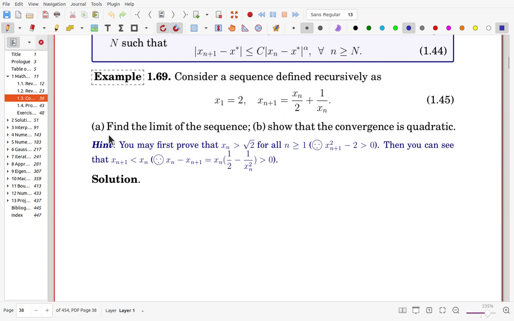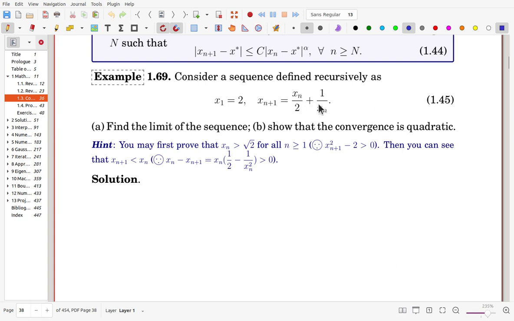And here, part A, find the limit of the sequence, and part B, show that the convergence is quadratic. To find the limit, first of all, you have to show that it is convergent.